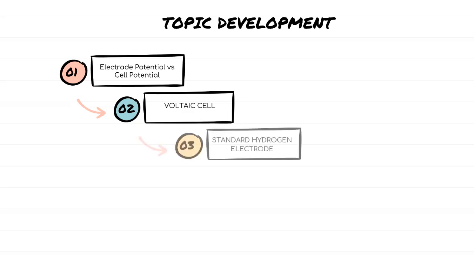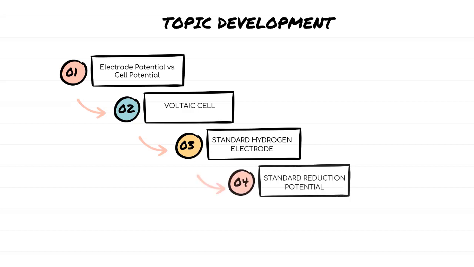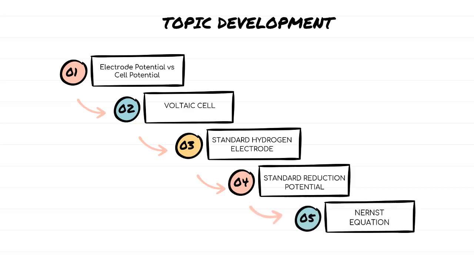Next, we will discuss more on the standard hydrogen electrode, SHE, where electrode potentials can be obtained. With all the examples discussed in the voltaic cell and SHE, we're going to relate it to the standard reduction potential, or SRP, table. Last but not least, we're going to use the Nernst equation to calculate cell potential at non-standard conditions.